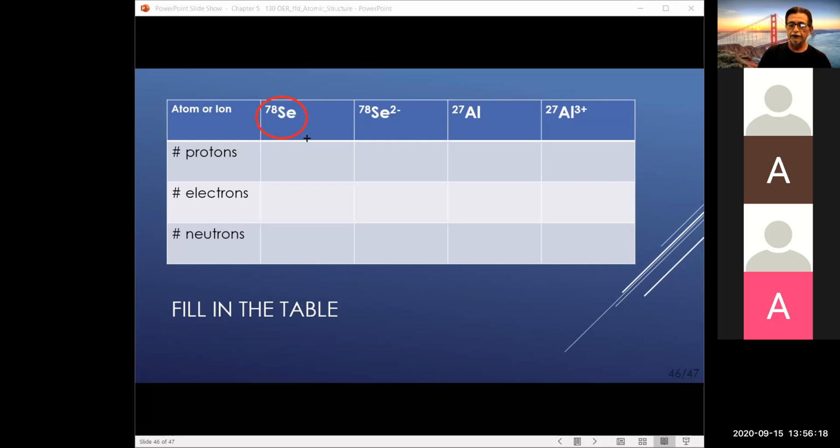So here we're looking at selenium 78 and aluminum 27. Okay, first question to ask you: is selenium 78 the most abundant isotope? Can anybody tell me that?